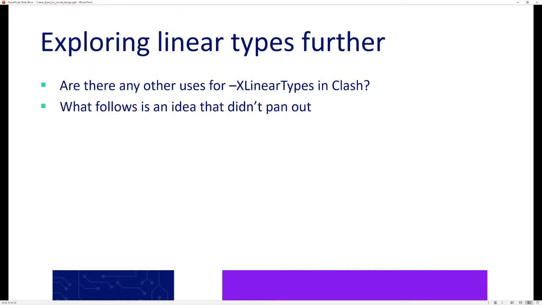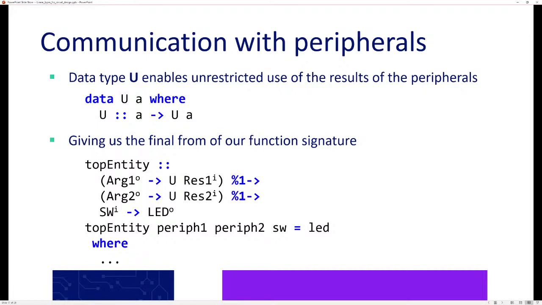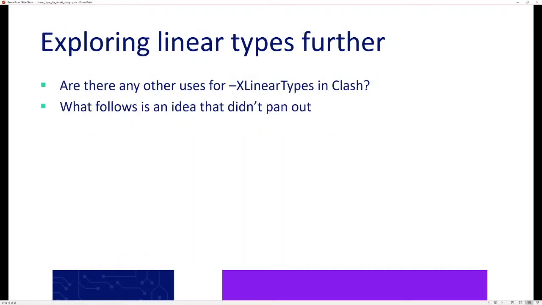I already knew about this existing use case from the paper by Dan Geiger, and I was really interested in whether we can explore this new feature some more. Would there be other uses for linear types in Haskell aside from this communication with peripherals at the apex of our function hierarchy? I do want to highlight though that this was an exploration, and the idea that I'm about to present didn't really pan out as well as I hoped it would. And I'll explain why.